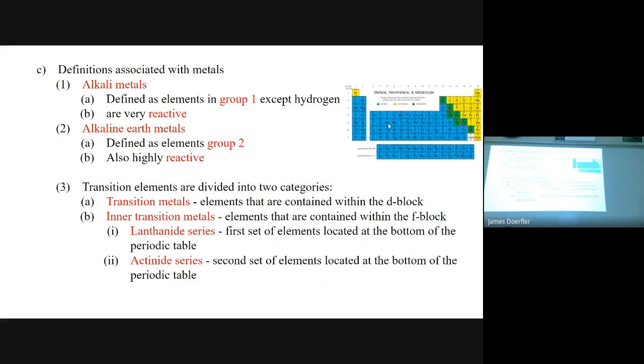The alkali metals, again, they are in group 1. They are very reactive. In fact, they are never found just as themselves in nature. They are always found as a compound with other elements.